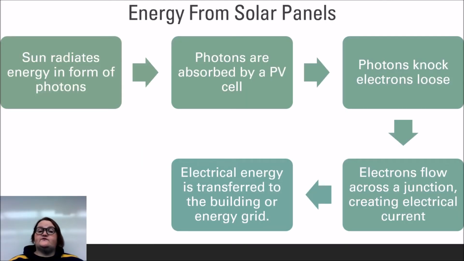Here is another way of viewing the steps of producing electricity from a PV cell. This version is similar to the pathway we've seen before, but shortened, as solar panels do not boil water to produce electricity. The sun radiates energy in the form of photons. Those photons are absorbed by a PV cell. Photons knock electrons loose. Electrons flow across a junction, creating an electric current. The electrical energy is transferred to the building or to the energy grid.